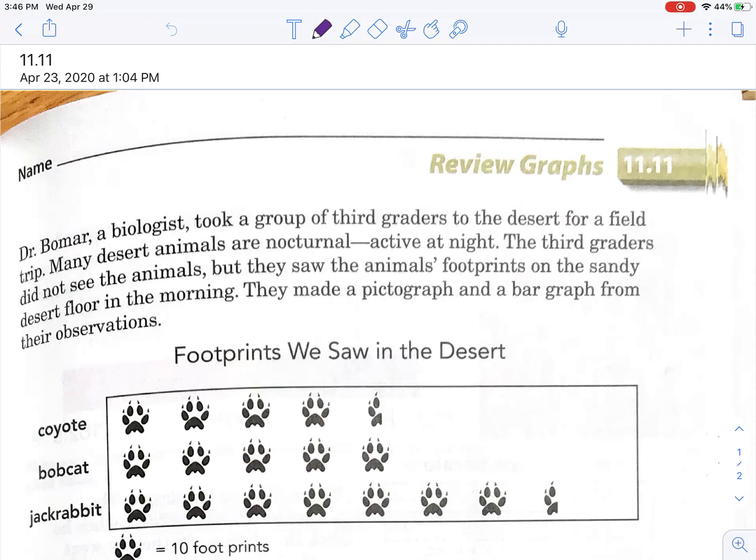We are jumping right in. This is fun. This is graphing. We're reviewing some graphs, and we are on page 327. So let's just jump right in.